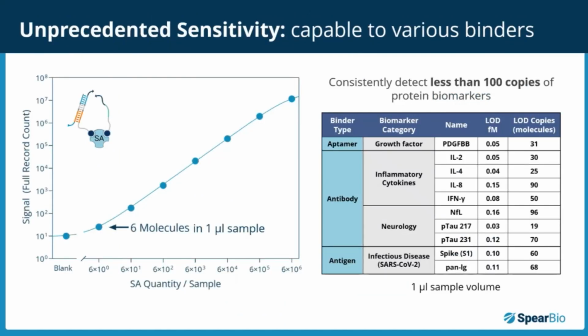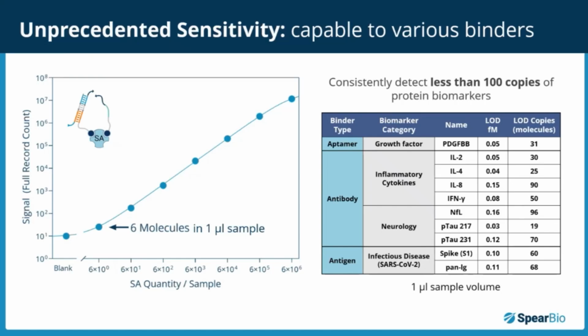To experimentally validate SPEAR's sensitivity, we tested its performance using biotin-related probes bound to streptavidin. The result confirmed that SPEAR can detect as few as 6 copies of streptavidin from 1 microliter sample, as predicted in the simulation. Moreover, SPEAR consistently demonstrates low attomolar sensitivity from 1 microliter sample across various binding systems, including aptamers, antibodies, and antigens with various affinity for different targets.